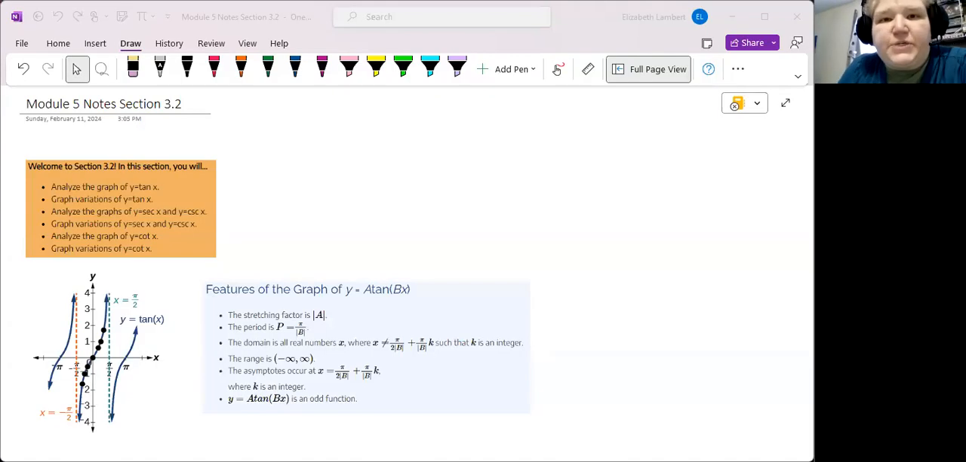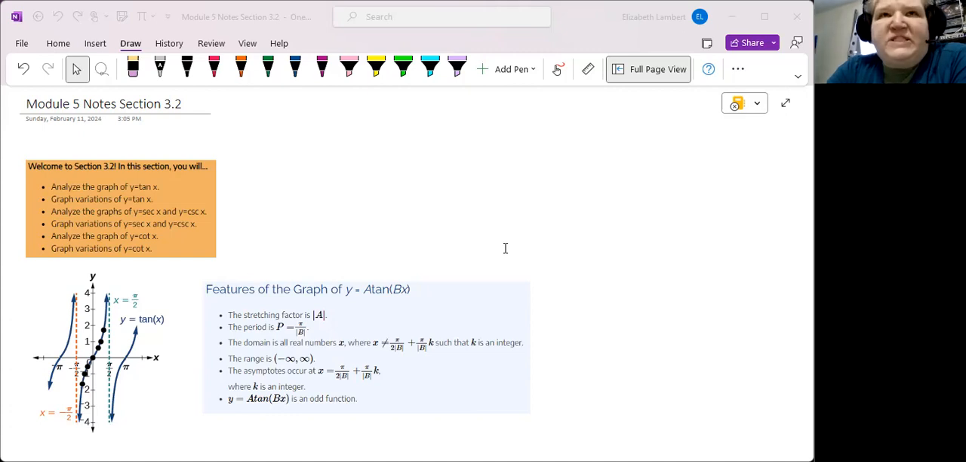Hello, my lovely students. So 3.2, we're going to look at the graphs of the other guys. So this is going to be tangent, secant, cosecant, and cotangent. Now, your homework on this is not as involved as it is with the sine and the cosine. We actually get a lot more use out of sine and cosine graphs than we do out of these.